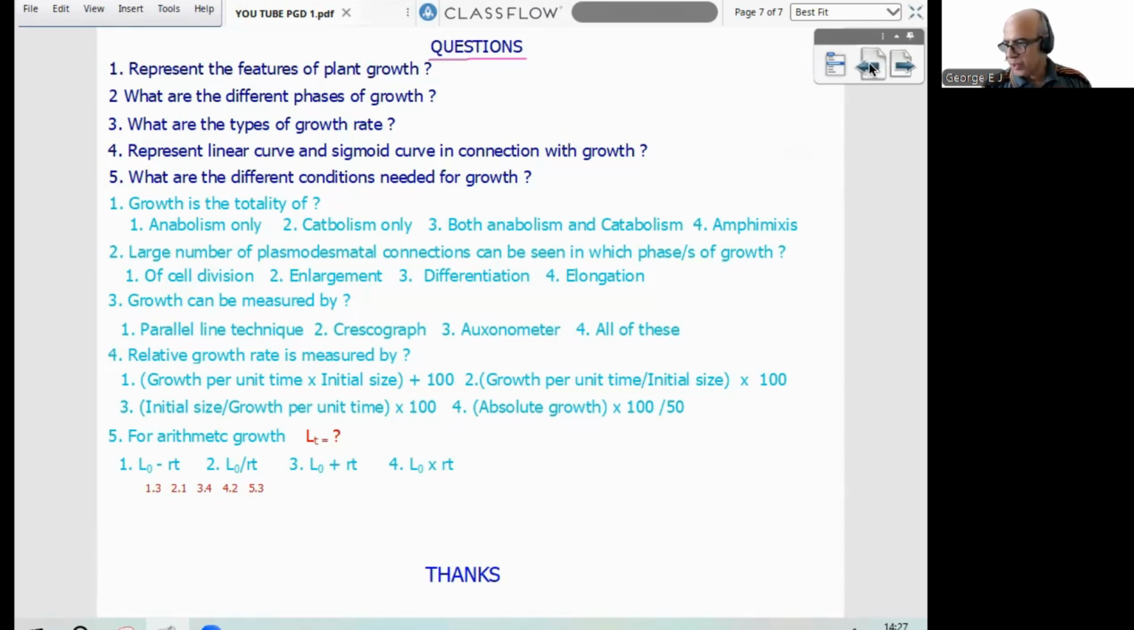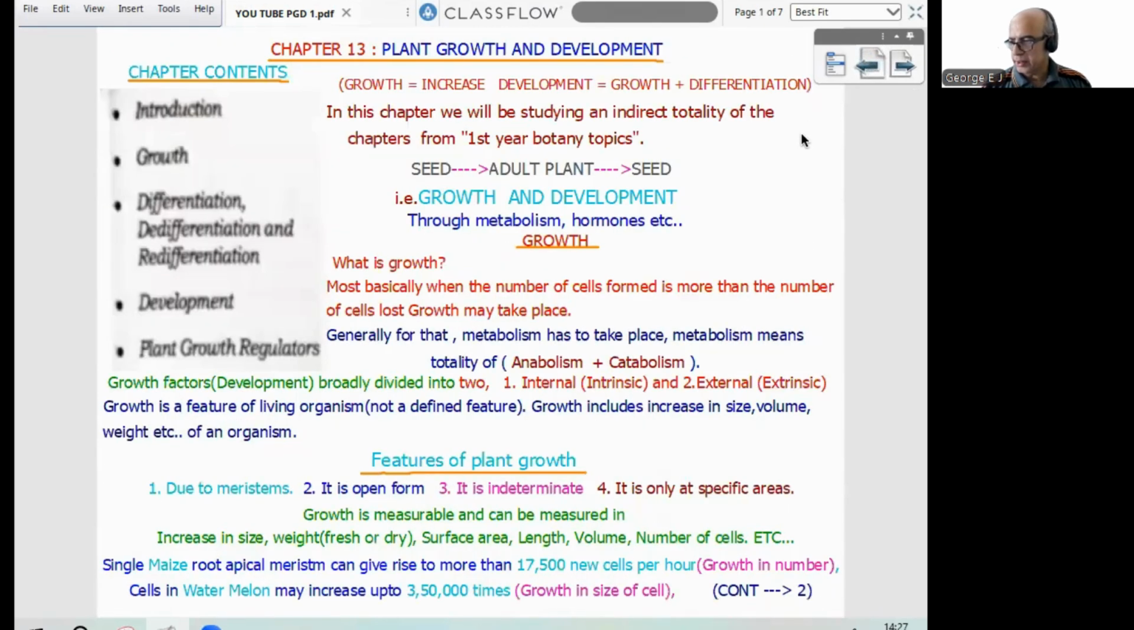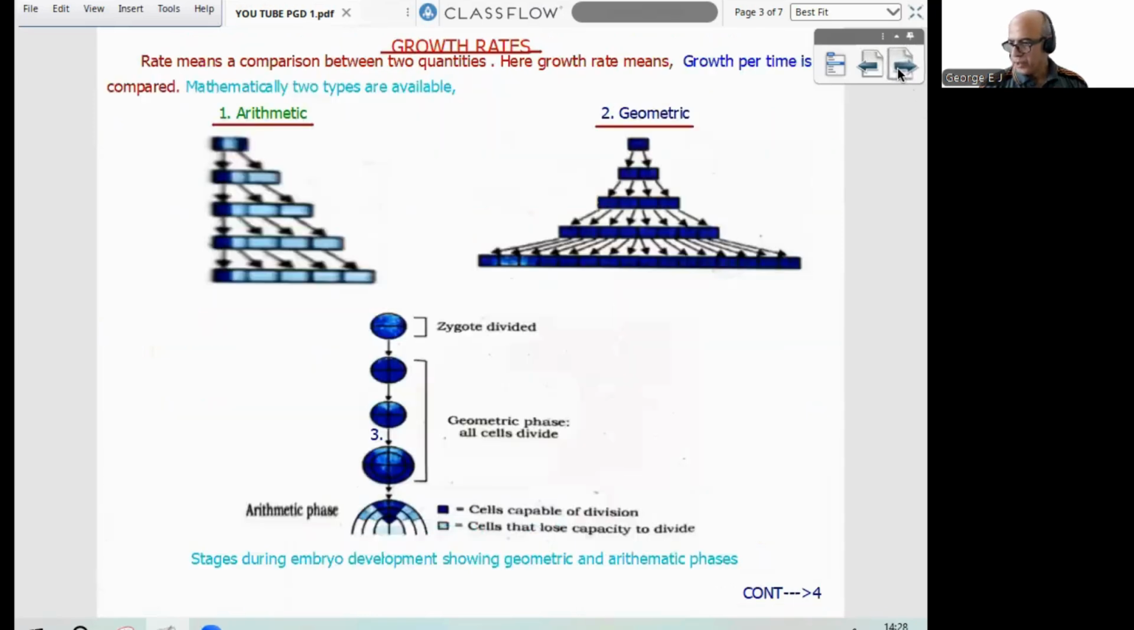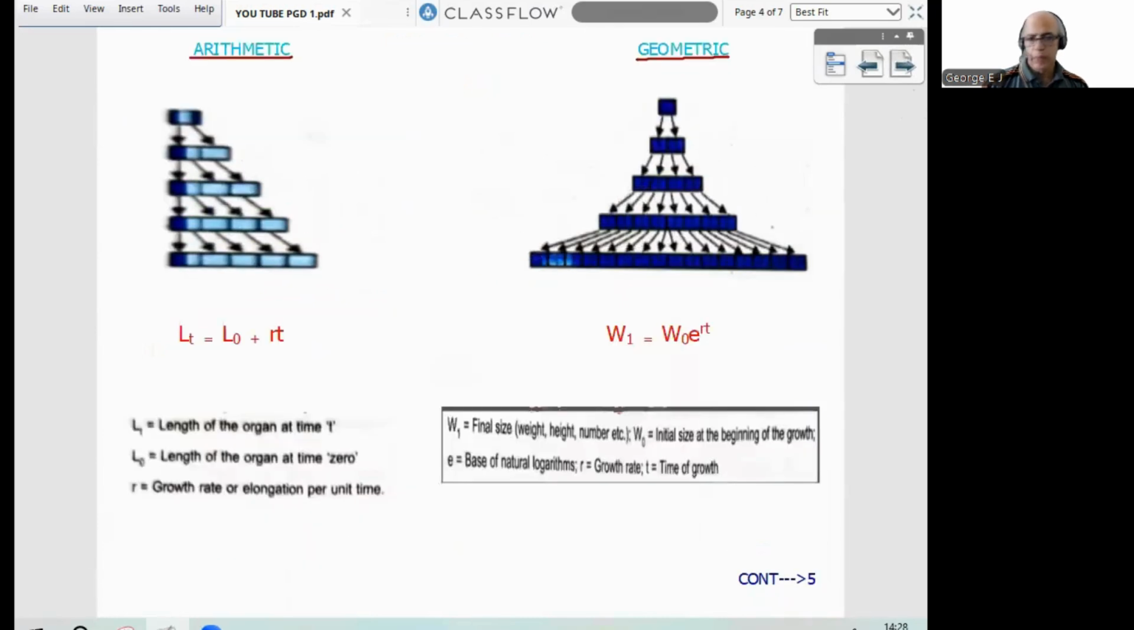So we can just pass through what all we learned in this episode. We started with plant growth and development, and what all we will be learning in this chapter, which we discussed first. Then we started with growth and development, then features of plant growth, then the phases of growth, 3 phases. Then we observed a few diagrams from NCERT, methods to measure growth. Then we proceeded to growth rates, arithmetic and geometric, both of which we can find in the embryo during its development.